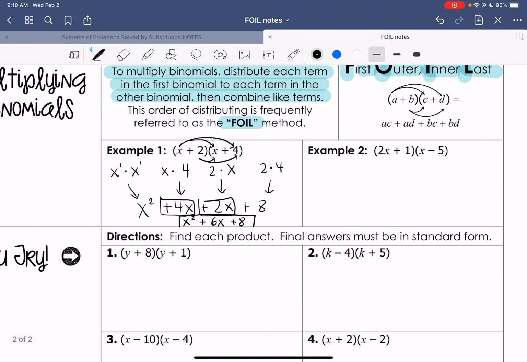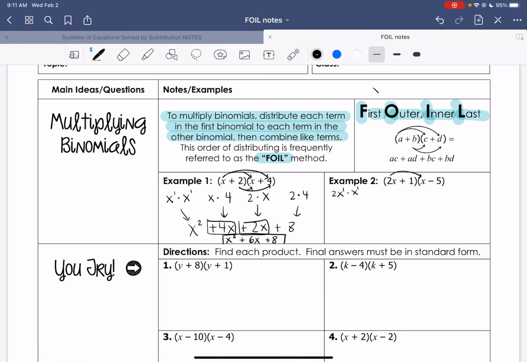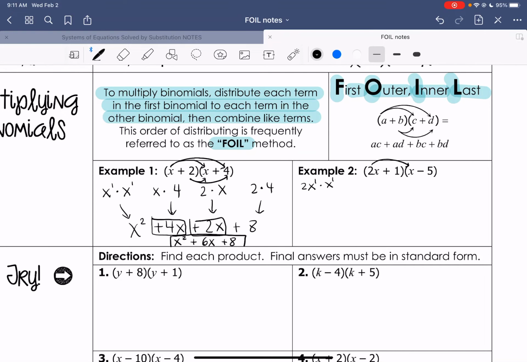Okay, so let's go ahead and look at this second example. So again, we're going to FOIL, so we're going to do the first, 2x times x. Remembering that these x's have 1s on them, so remembering our power rule, again, that x to the a times x to the b is equal to x to the a plus b. So when we FOIL that, we get 2x squared.